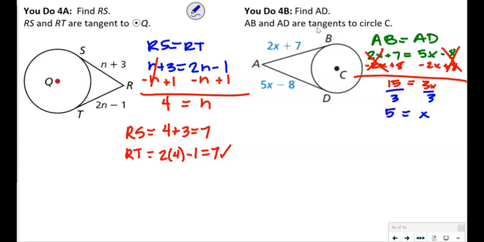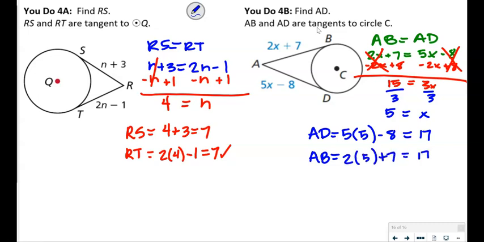Again, not done. We need to find AD, okay? So it says here AD is equal to 5 times 5. That's 25 minus 8. That's 17. You can do that right on your calculator. And then we're going to find AB. AB is going to be equal to 2 times 5. That's 10 plus 7. Yep, that's also 17. So there's our check.